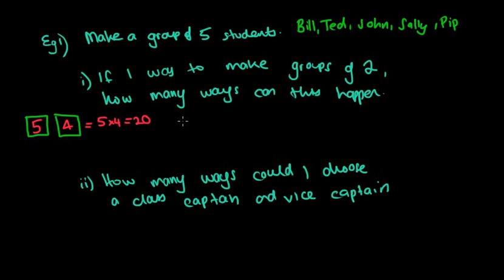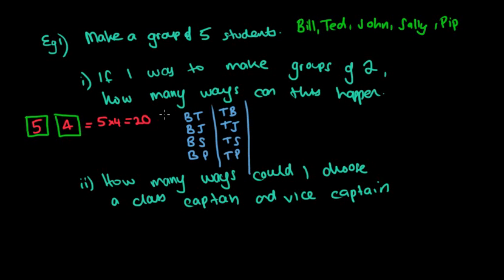Okay, so let's say we've got Bill and Ted. We've got Bill and John. We've got Bill and Sally. We've got Bill and Pip. Okay, let's say we start with Ted. We've got Ted and Bill. We've got Ted and John. We've got Ted and Sally. We've got Ted and Pip.